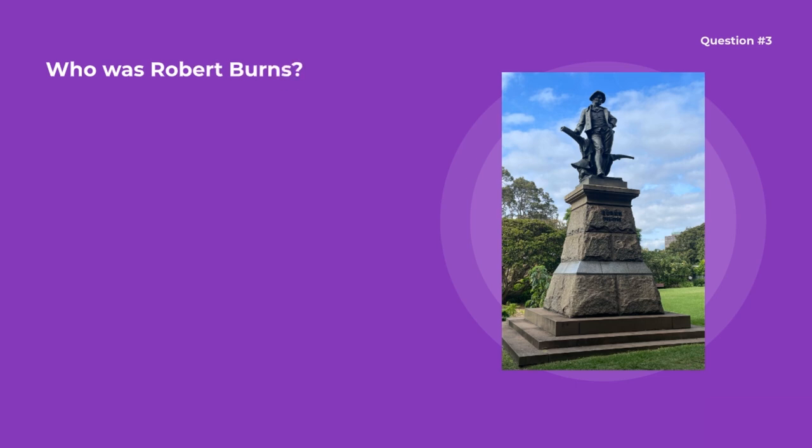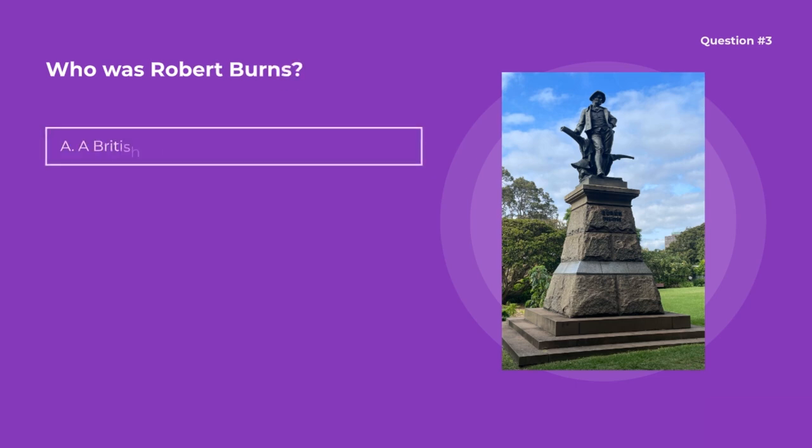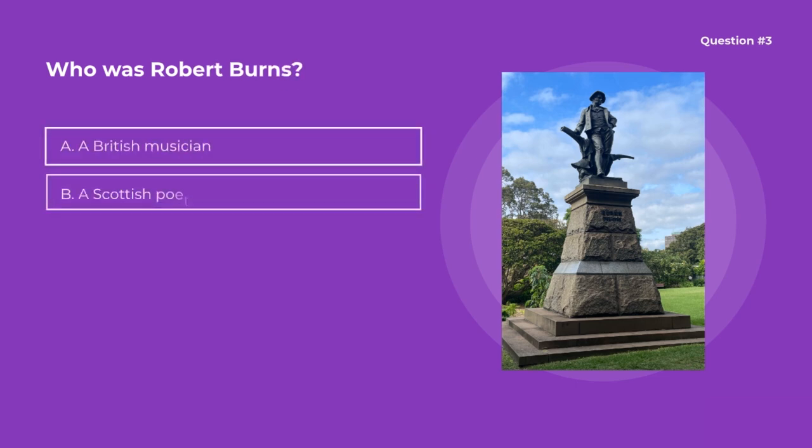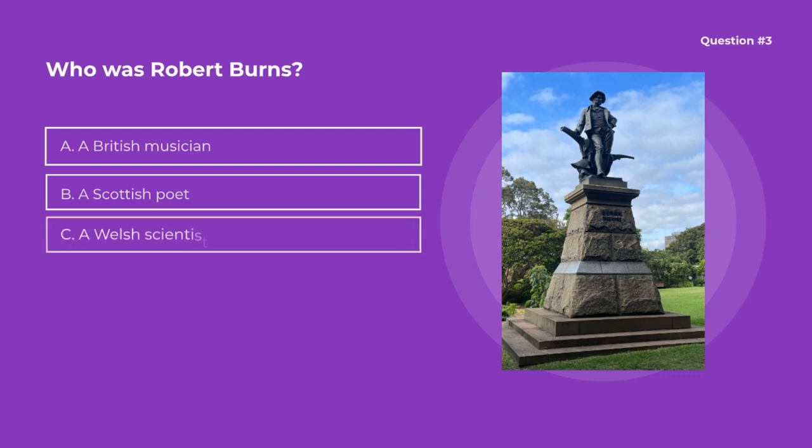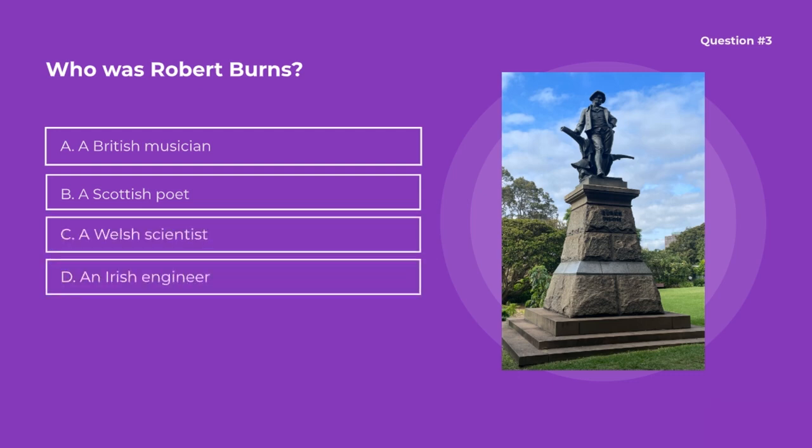Question number 2. Who was Robert Burns? Options are A. A British musician, B. A Scottish poet, C. A Welsh scientist, D. An Irish engineer. The correct option is B. A Scottish poet. Known as the Bard in Scotland, Robert Burns was a famous poet.